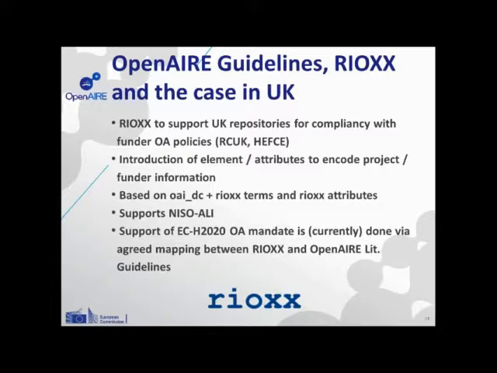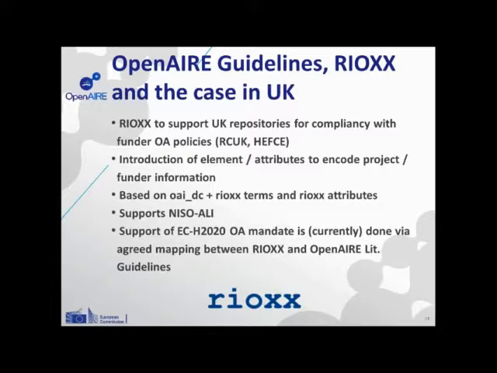Another case is about RIOXX. It's a specific case for repositories in the UK to support compliance with their funder policies regarding open access. And we had a lot of discussion between RIOXX people and OpenAIRE guidelines people, and it ended up that they introduced an extra new element and attributes to encode project and funding information. The RIOXX metadata format itself is also based on elements from OAI DC plus specific elements such as RIOXX terms and RIOXX attributes. And they support the NISO recommendations on access and license.